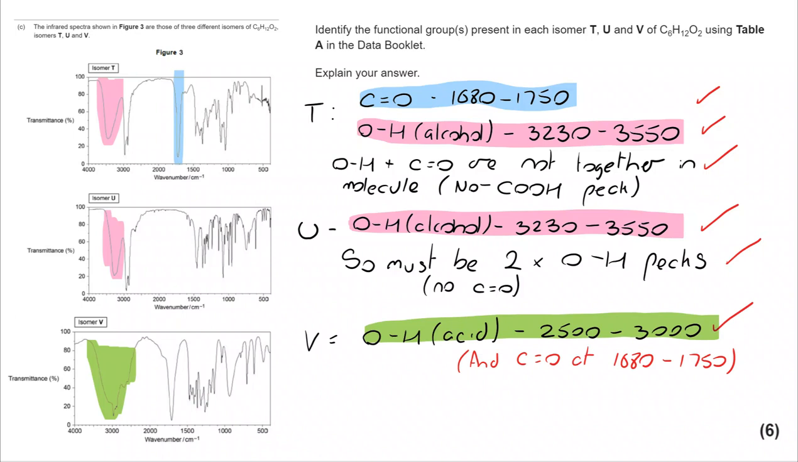And then for the final one, we have got an OH broad peak once again, but this time it is in the region 2,500 to 3,000. And there is also the C=O peak at 1680 to 1750. So we can be confident that we have got a COOH group.